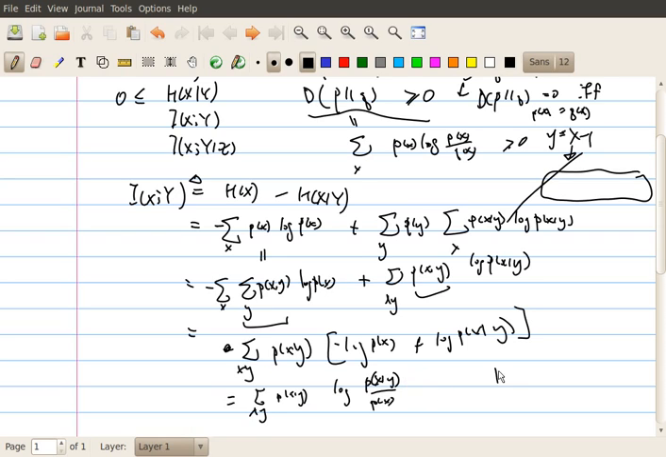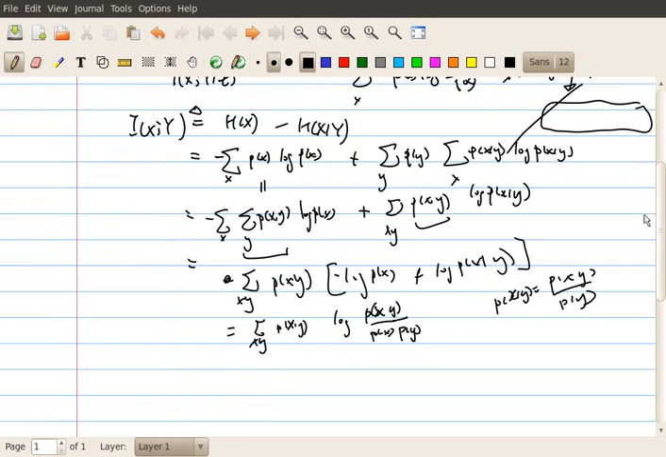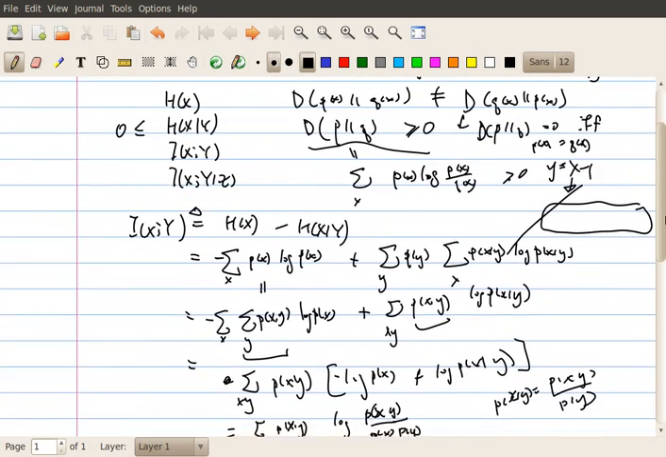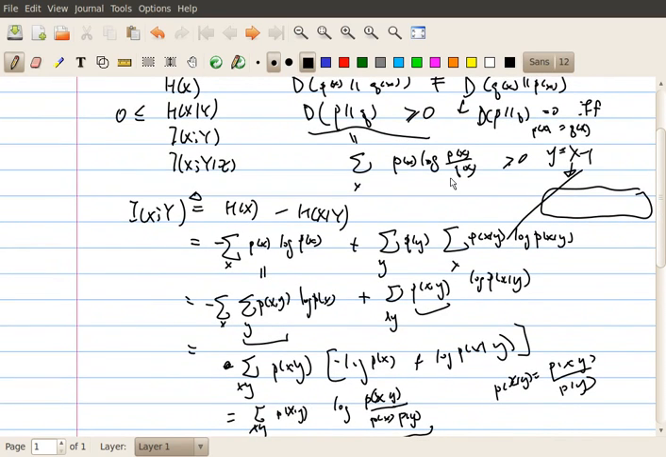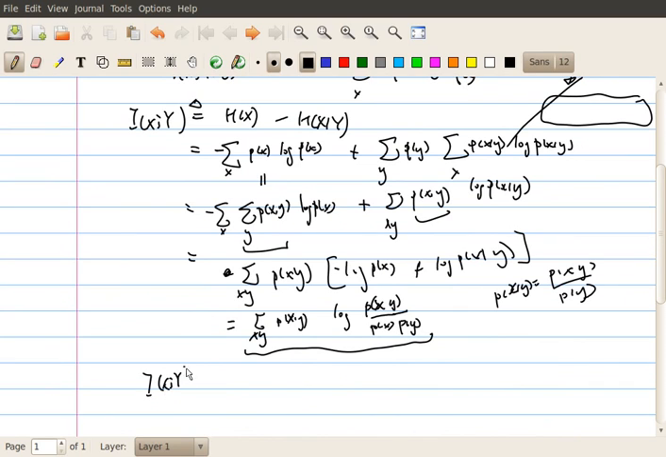And by Bayes' rule, I know that p(x given y) is equal to p(x,y) over p(y). So this will be just p(x,y) over p(x)p(y). This is basically another way to write the mutual information between X and Y. If you compare this with the Kullback-Leibler divergence, you can see that the only difference is that this p(x,y) is like the p(x) here, and this p(x)p(y) is like the q(x) here. Therefore, I(X;Y) can be represented using the relative entropy, or KL divergence, as D of p(x,y) with respect to p(x)p(y).